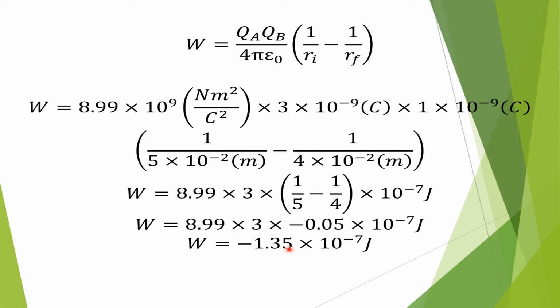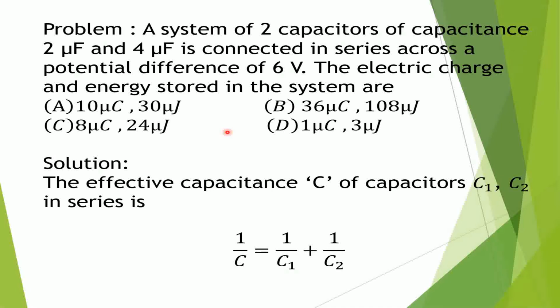Let's look at the next problem. The statement is: a system of two capacitors of capacitance 2 microfarad and 4 microfarad is connected in series across a potential difference of 6 volt. The electric charge and energy stored in the system are.